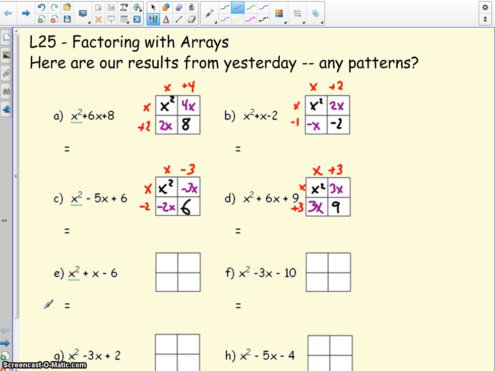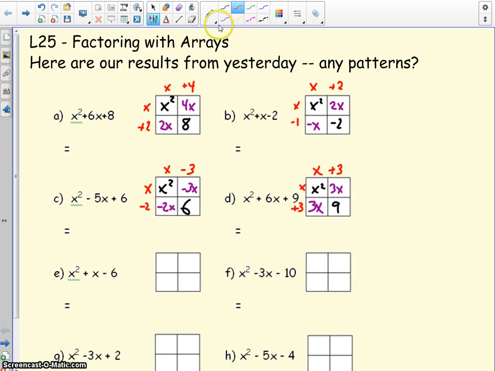So what I asked you to do when you were finished with all your factoring yesterday was take all your examples and record your results into an array and look for patterns that you may be able to see in your array that might help us factor a little bit faster. So I put results for the first three here. And let's just see what we can find.